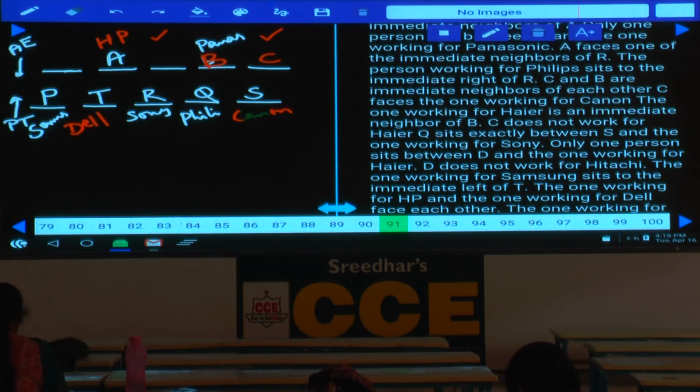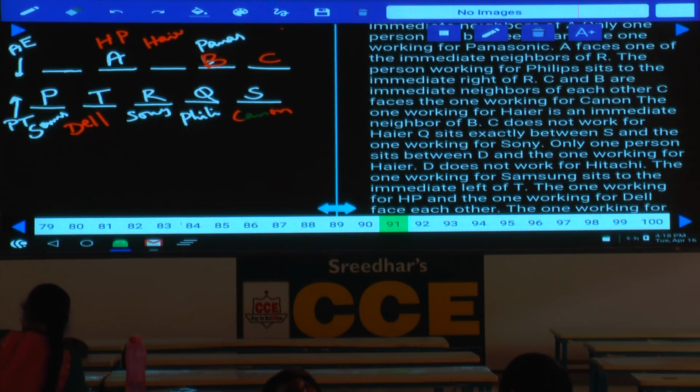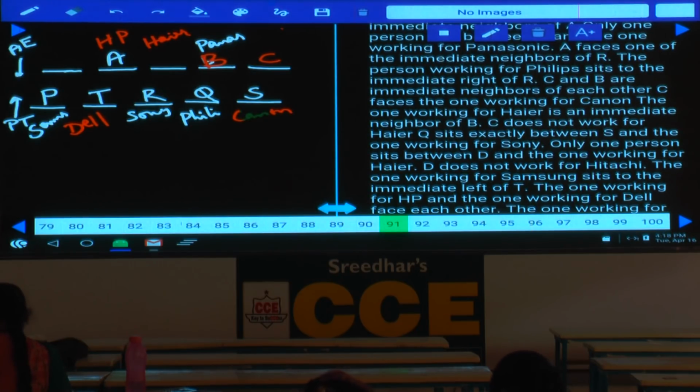But whereas C does not work for Hitachi, that is clearly given. As C does not work for Hitachi, then tell me who is the person who works for Hitachi? This one. And if Hitachi is there, only one person between D and the one who is working for Hitachi, and so D must be here. If D is here, then who is the person left over? E is the person left over, isn't it?